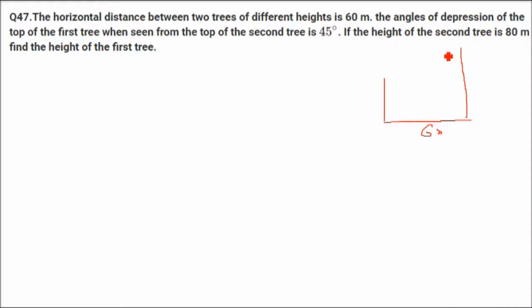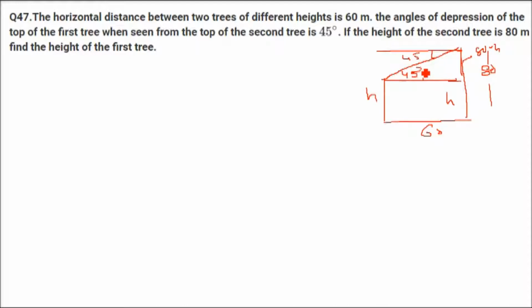The angle of depression of the top of the first tree when seen from the top of the second tree is 45. So this is 45 degrees. This will also be 45 degrees. This is the top. If the height of the second tree is 80, because the angle of depression of the top of the first tree from the top of the second tree is 45 degrees, and the height of the second tree is 80, this whole is 80 from here to here. What is the height of the first tree? Let us assume it to be h. This also h. So this will become 80 minus h. This whole is 80, this is h, so this will be 80 minus h.